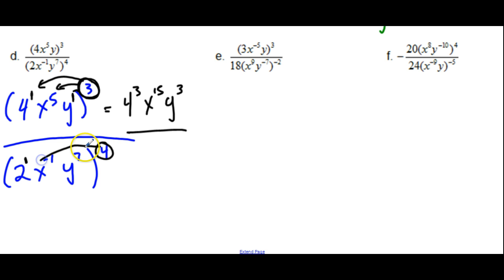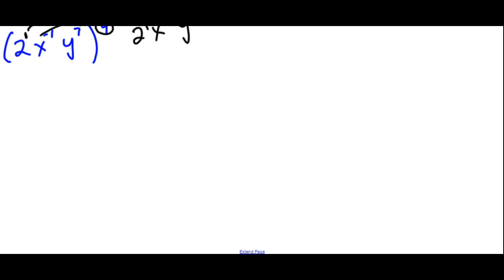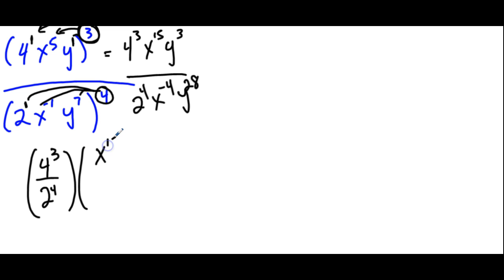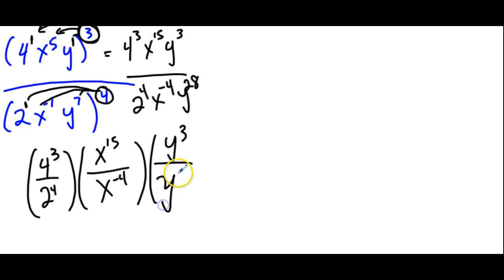So we're going to take this 4, multiply, multiply, and multiply. So on the bottom, we have 2 to the 4th, x to the negative 4th, y to the 28, right? 4 times 7 is 28. So let me make some more room. We have 4 to the 3rd divided by 2 to the 4th. I'm just going to write these separate. We have x to the 15 divided by x to the negative 4th. And then we have y to the 3rd divided by y to the 28.